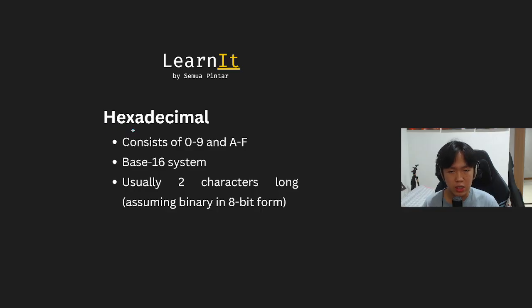So let's just move on first to hexadecimals. So what are hexadecimals? Hexadecimals, in contrast to denary, not only consist of 0 to 9, but they also have A to F. And because of this, it has a base 16 system. Because 0 to 9 is 10, and A to F is 6. So 10 plus 6 is 16. That's why it's a base 16. And if we assume that the binary is an 8-bit form, which it usually is, then hexadecimal is usually 2 characters long. And we'll see after this.